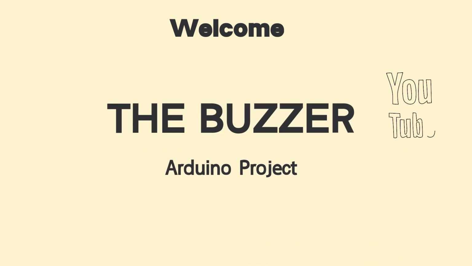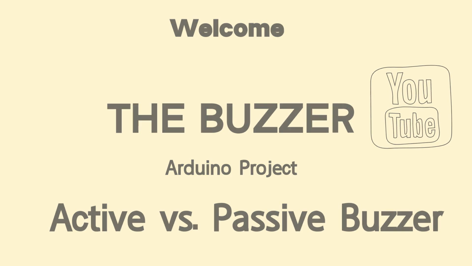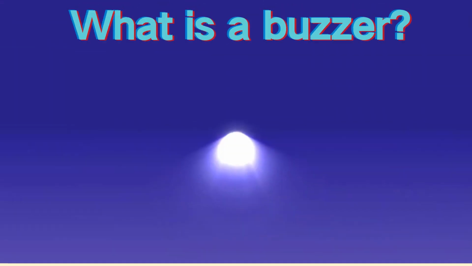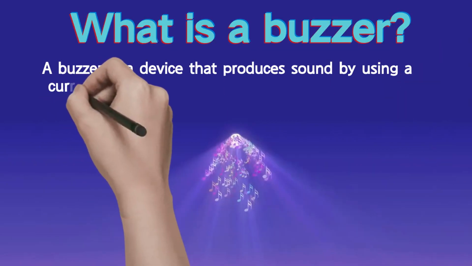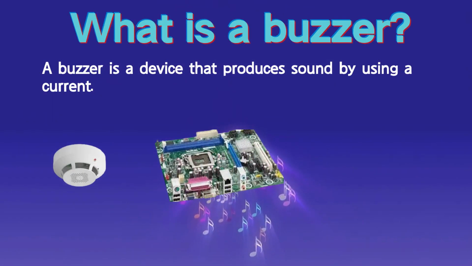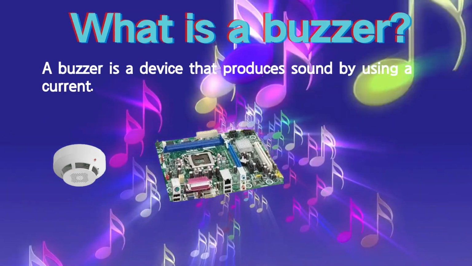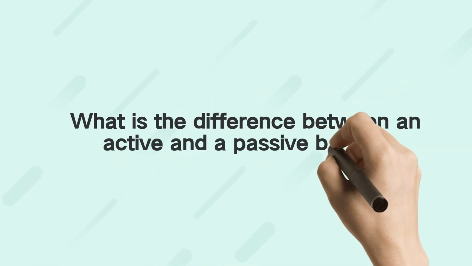In this video, we will see the difference between an active and a passive buzzer. First, to avoid getting into too complicated concepts, let's define what a buzzer is. A buzzer is a device that produces sound by using a current. Buzzers can be found in alarm devices, computers, and any other device that makes a sound, such as music Christmas tree lights.